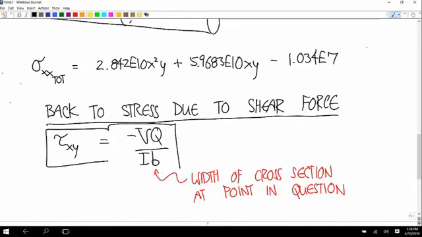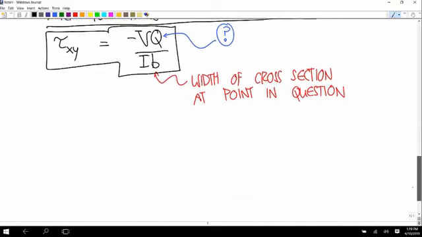And so to use this formula, the only thing we need to know is this Q. So I have to tell you how to calculate that. This is, I suppose, the first moment of area. I don't know of people calling it the first moment of area, so I'm just going to call it Q.